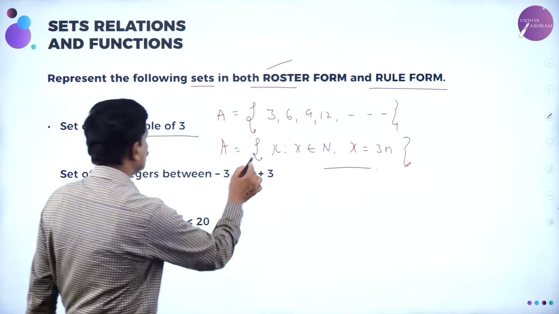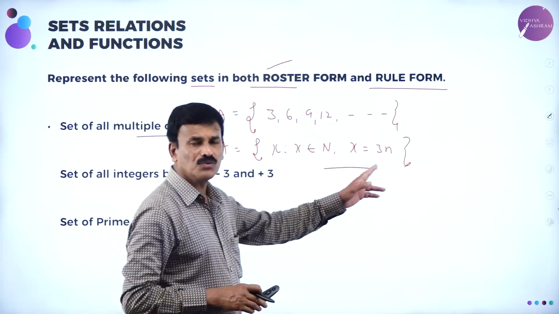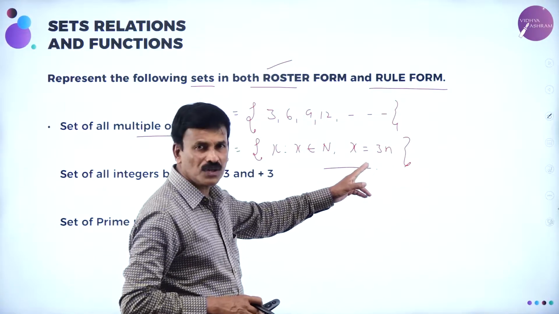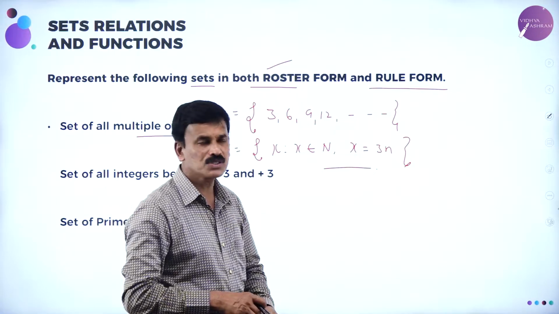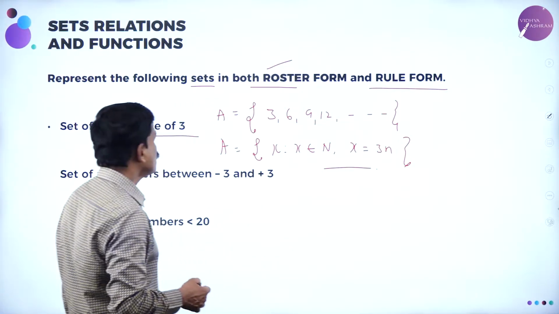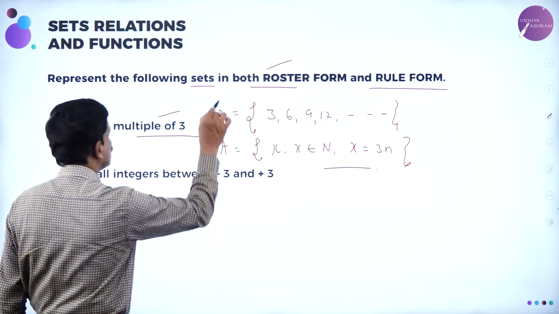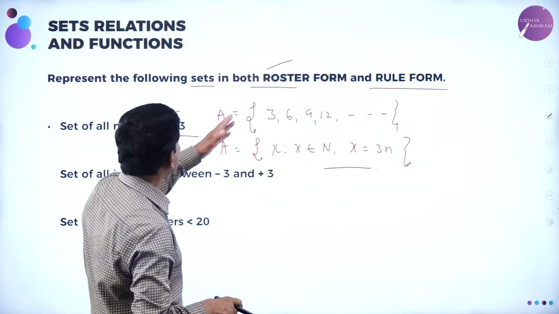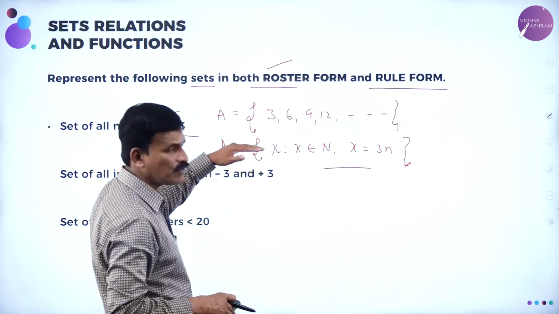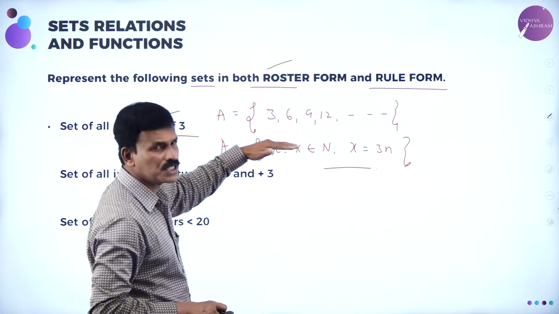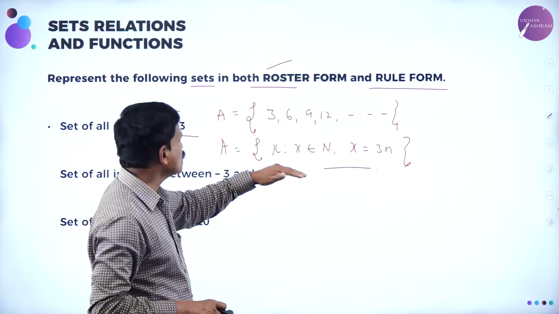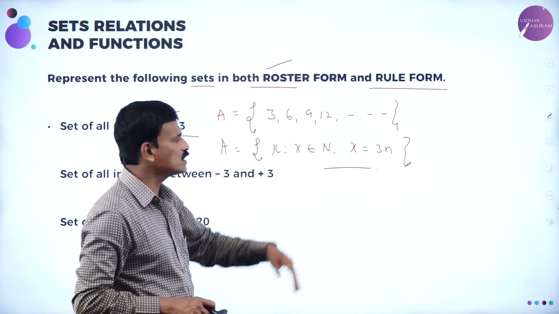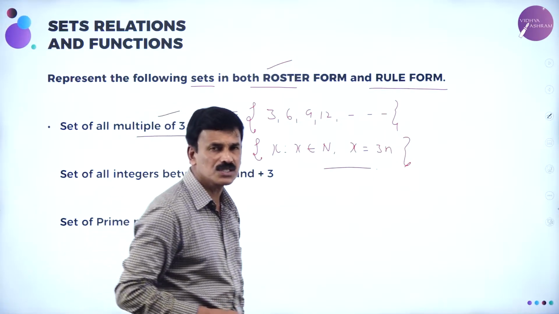This is nothing but, if you take n is equal to 1, 2, 3, 3 into 1 is 3, 3 into 2 is 6, 3 into 3 is 9. So you will get the same elements. So this is how we are going to represent the given set, multiples of 3, in roster form as well as in the rule form. In the roster form, the elements are 3, 6, 9, 12, and in the rule form, x such that x belongs to a natural number and x is equal to 3n.